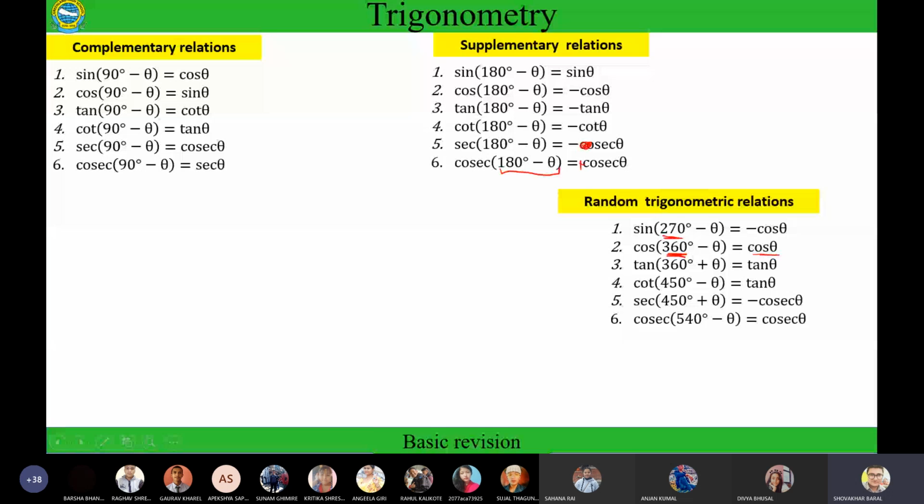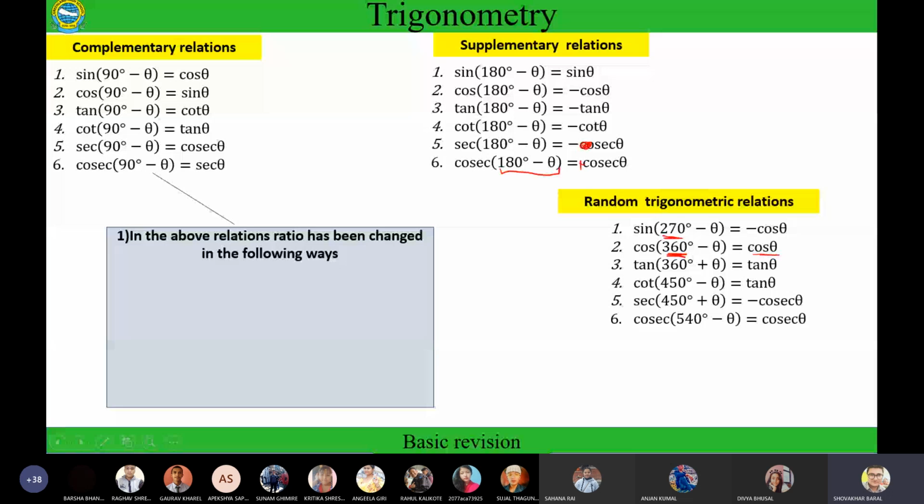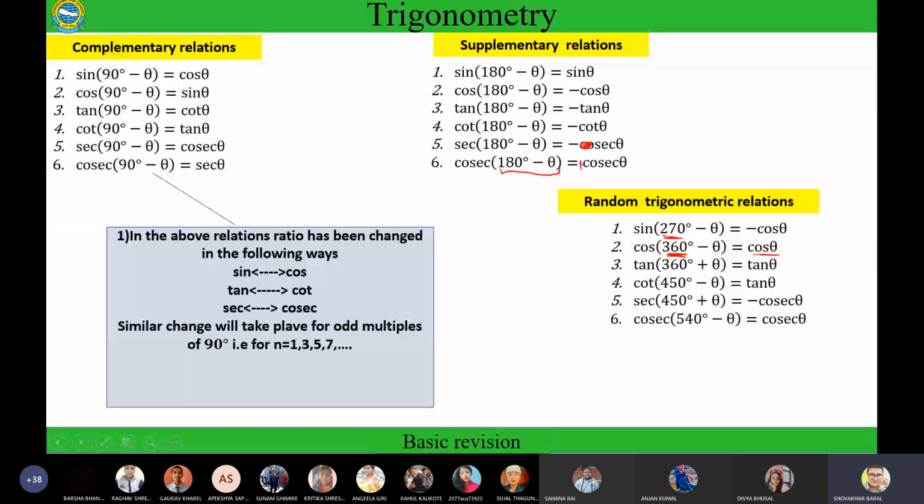So the thing that you need to remember here is, in the above relations, ratio has been changed in the following ways. How? Let's see. Sin has been changed in cos, as well as cos has been changed in sin. Tan has been changed into cot, and cot has been changed into tan. Sec into cosec, and cosec into sec. Okay. Similar change will take place for odd multiple of 90 degree.